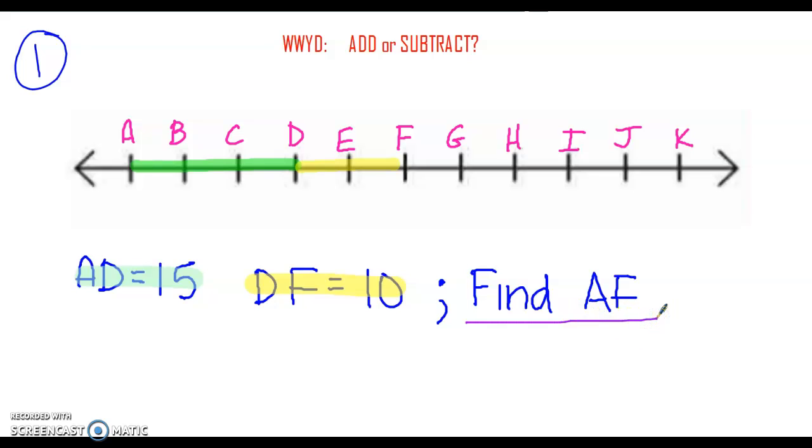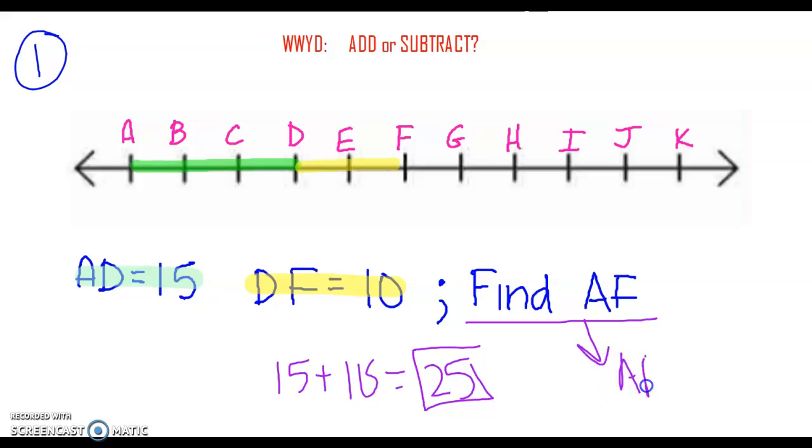You're going to work through problems like this today where you do the whole thing. First, tell me if you're adding or subtracting, and then tell me the actual measurements. We're going to go through these 10 as kind of a review for the day and get you prepped and confident for that assignment. So 15 plus 10, again, we're adding because those segments are right next to each other. 15 and 10 is 25. So AF equals 25.